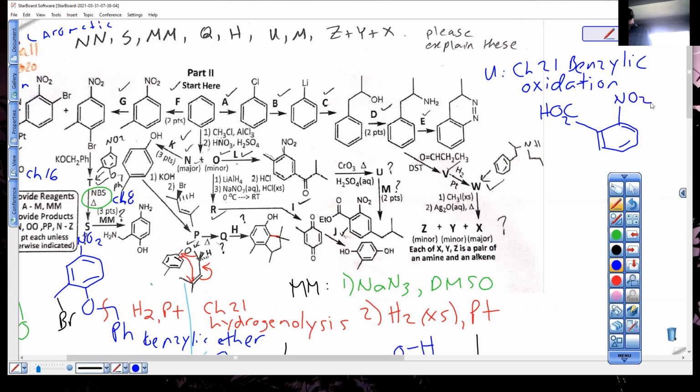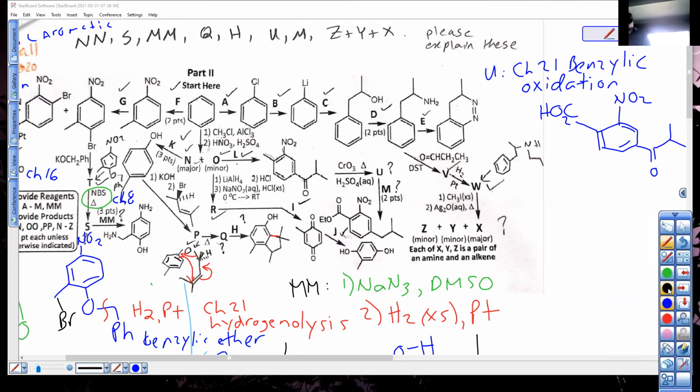And O2 there. No change down here. It's already oxidized. There's your U. And then U is going to react with M to create a scenario where we have an ester. That would just be a Fischer esterification. Fischer esterification looks like we're making an ethyl ester there, doesn't it?